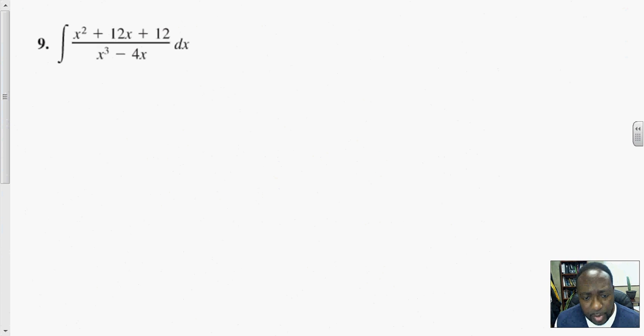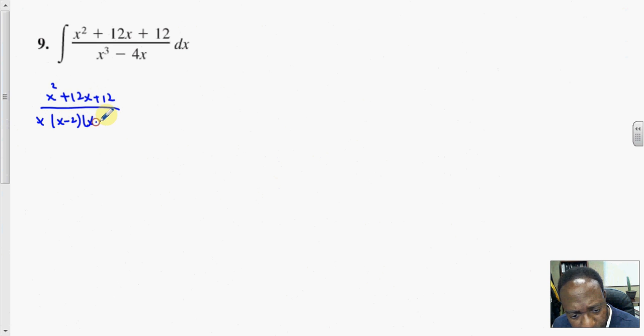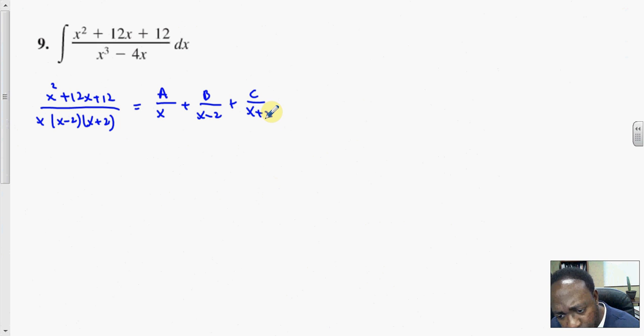Let's look at this problem. It's a little bit more involved, but we still use the same method. So this is x squared plus 12x plus 12 all over, I'm going to factor that, x times x squared minus 4, so that becomes x minus 2 times x plus 2 for our denominator. So this looks like a over x plus b over x minus 2 plus c over x plus 2.